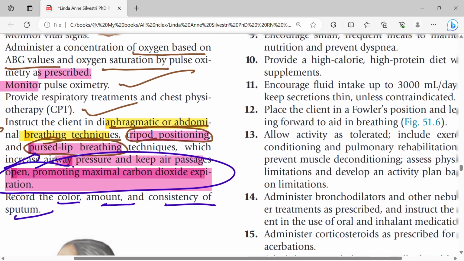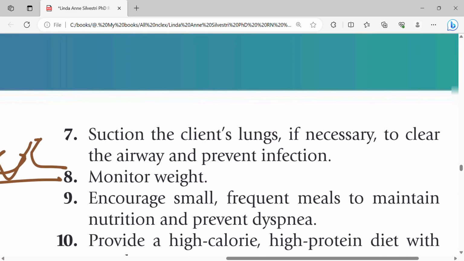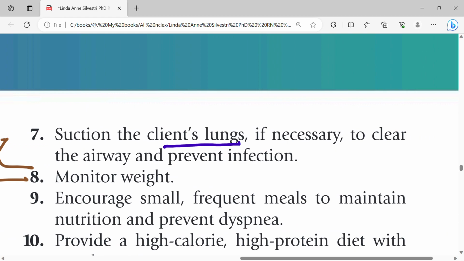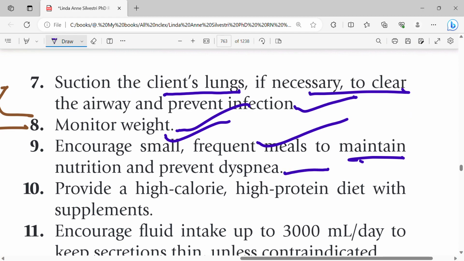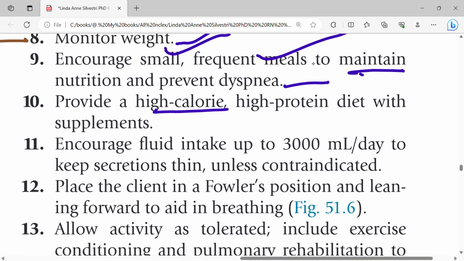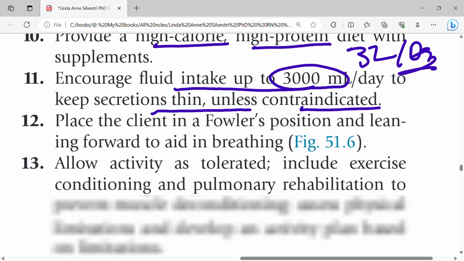Record the color, amount, and consistency of sputum. Then suction the client. Suction the client's lung if necessary to clear the airway and prevent infection. Monitor the weight. Encourage small frequent meals to maintain nutrition and prevent dyspnea. Provide a high calorie, high protein diet with supplements. Increase fluid intake up to 3000 ml per day, so 3 liters of fluid per day. Keep secretions thin unless contraindicated.